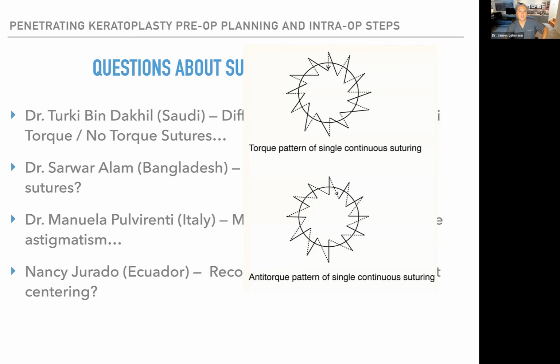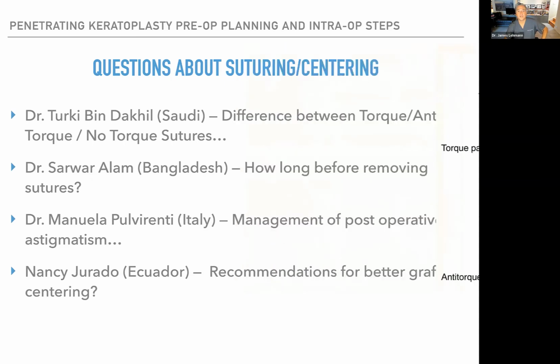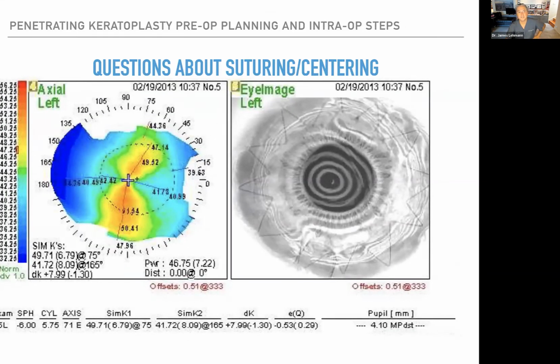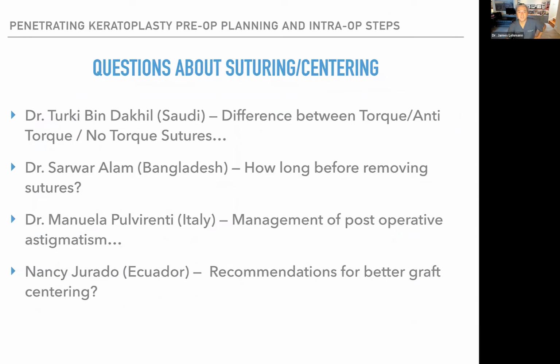And then Dr. Alam from Bangladesh, how long before removing sutures? We talked about that. We do it about 4 to 6 months afterwards. Dr. Pulveritini from Italy asked about the management of postoperative astigmatism. We talked about that. We remove them based on topography. And Dr. Jurado from Ecuador asked recommendations for better graft centering. I like to make the central mark based on the geometric center of the cornea. And then I like to use another trephine that's smaller inside the area that you're going to trephine so you can see all the dots.